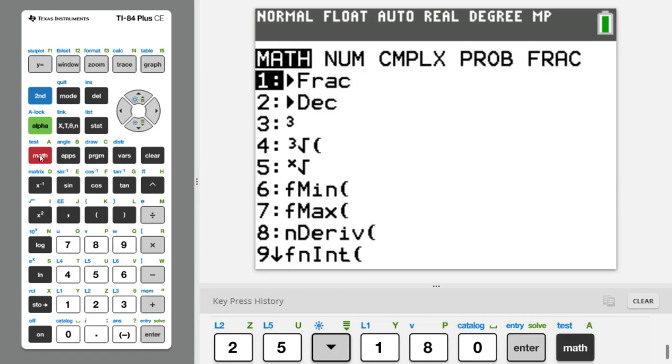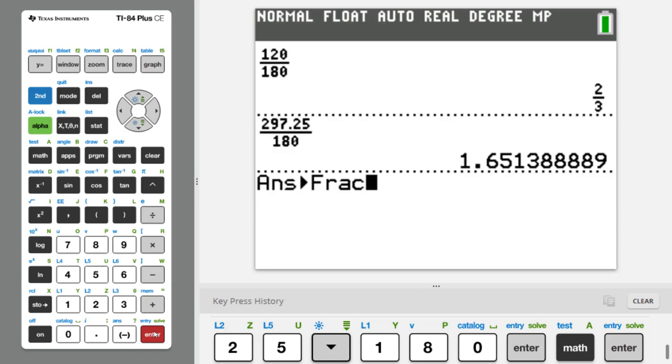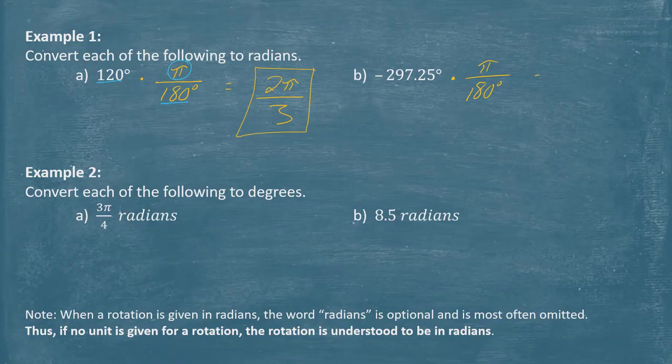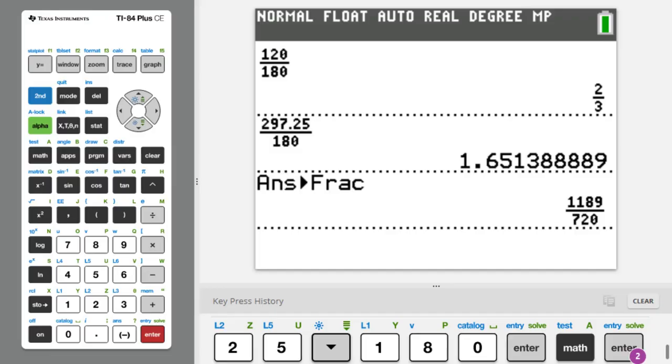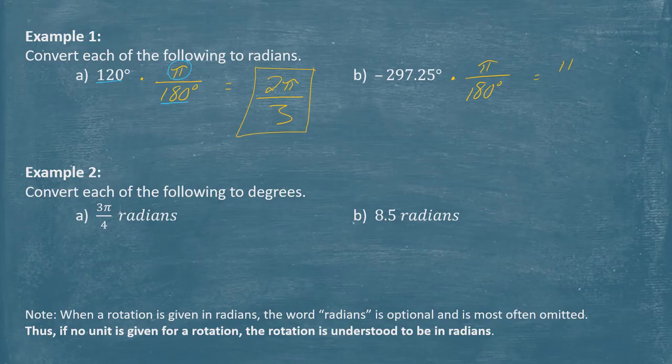And all I have to do is press math. First option there is convert to a fraction. And if I press enter on that, notice it turns it into 1,189 over 720. So if I go ahead and switch back there, 1,189 over 720. And I have pi in the numerator, and you can't forget about this negative sign, so it would just have a negative in front of it. And voila, we've got it converted.